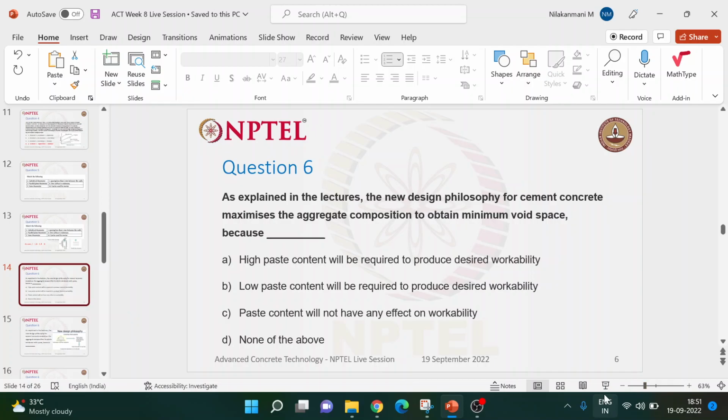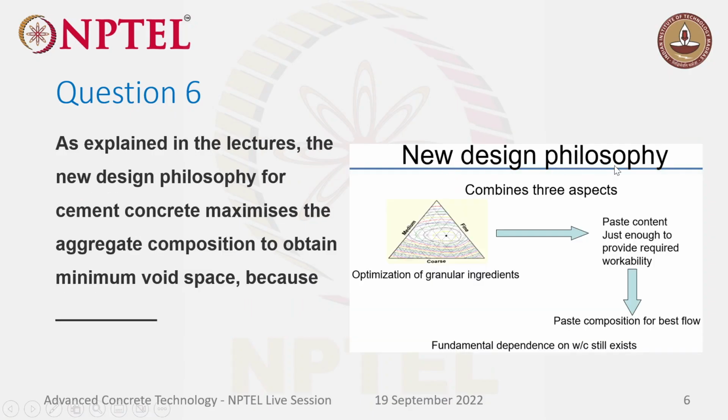Let me get back to the solution. As per the new design philosophy, we have to combine three aspects. First we have to optimize the granular ingredients, because we have to do sieve analysis and particle size distribution, ranging to the micro level. Then we optimize the granular ingredients to minimize the void space, and then paste content just enough to provide the required workability. If you minimize the void space, then the amount of paste content required will be very less to provide the desired workability, and then we can add more paste for best flow.